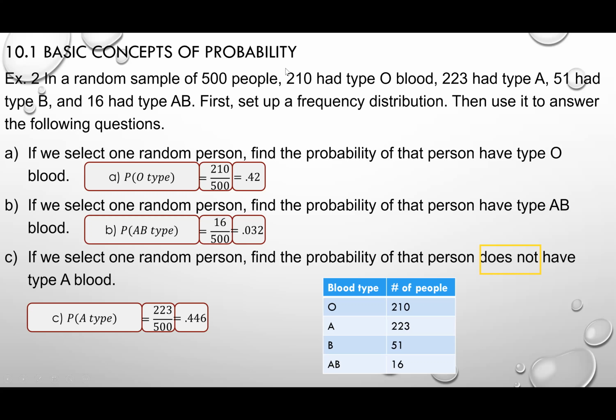Well, do you agree that if we have type A, all we need to do is take 1, which is the maximum, minus 0.446. And if we do this, we will get 0.554, right? Which is does not have type A. If we know type A, all we need to do is take 1 minus type A to give us the other item, right?